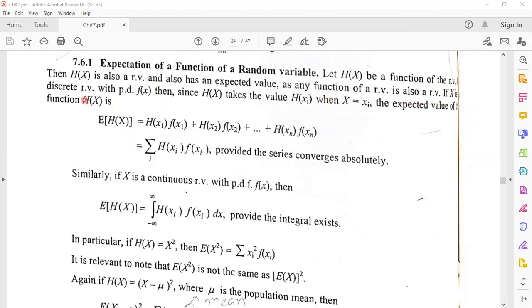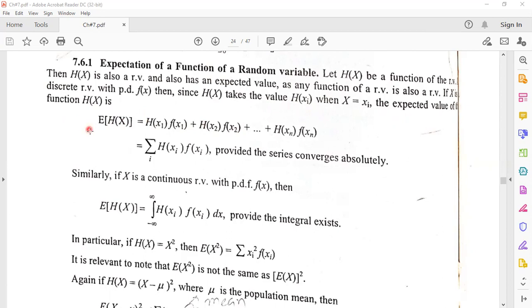If X is a discrete random variable with probability density function f of x, then since h of X takes the value h of xi when we put X equal xi, the expected value of the function h of X can be calculated by the formula given below. Let us check its formula.